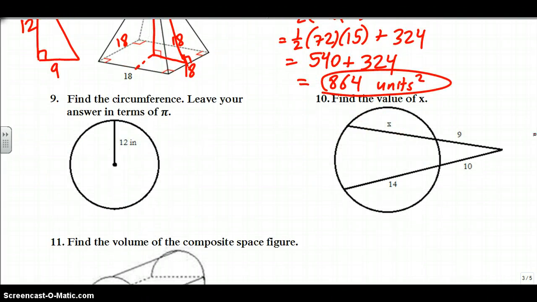Find the circumference of the circle. Leave your answer in terms of pi. Well, circumference, as previously mentioned, is 2 pi r. You'll have this on your test as well. They gave us the radius.